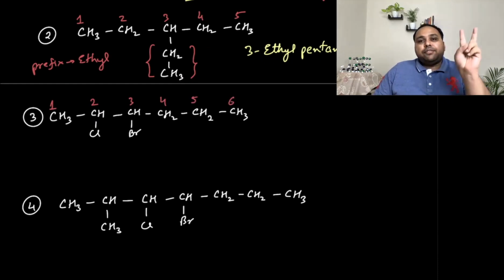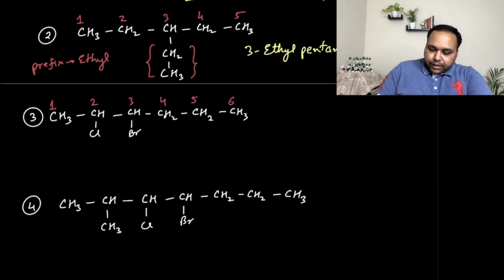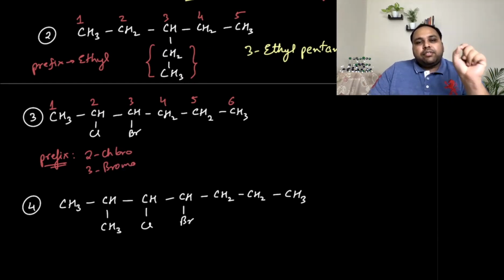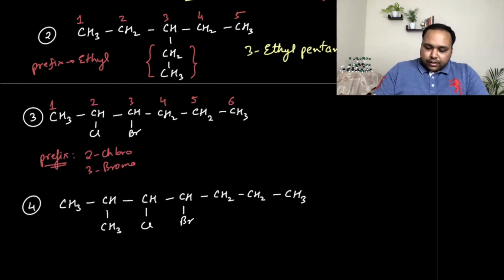And in this case, we have two substituents. So let's number them and name them. So if we try to write what will be the prefixes, so there will be a 2 chloro and 3 bromo. Now, what's new that we learn here is that as long as we had only one prefix, we were never concerned about which prefix will come first. Now we have two prefixes here. One is 2 chloro, another one is 3 bromo.